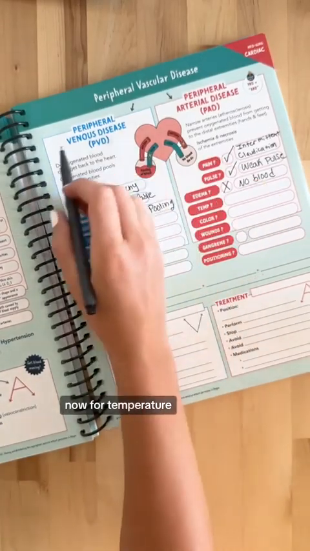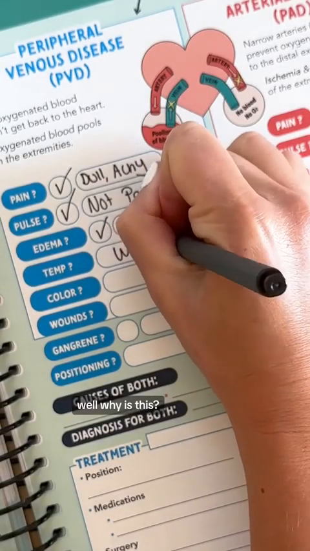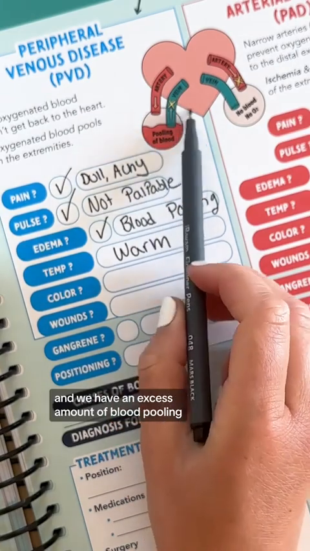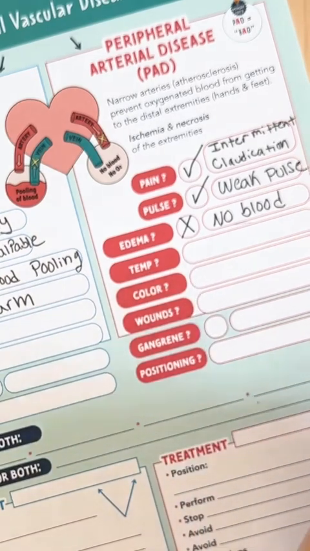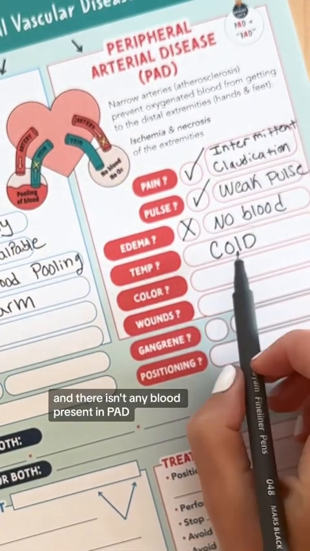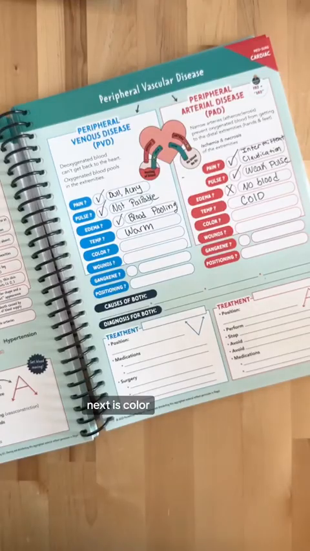Now for temperature. In PVD, the legs will be very warm. Well, why is this? This is because blood is warm and we have an excess amount of blood pooling. And in PAD, the legs will be, well, you guessed it, cold because blood is warm and there isn't any blood present in PAD.